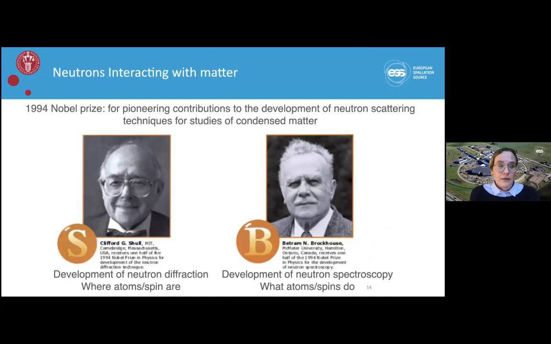Now, going back to how this was seen within society, well, there was a Nobel Prize awarded to Shull and Brockhouse for the pioneering contribution to the development of neutron scattering techniques for the study of condensed matter. And the way that the prize was awarded, and I think this is very useful, Shull was awarded the prize for development of neutron diffraction, showing where atoms or spins are. And Bertram Brockhouse was awarded the prize for the development of neutron spectroscopy, what atoms or spins do.